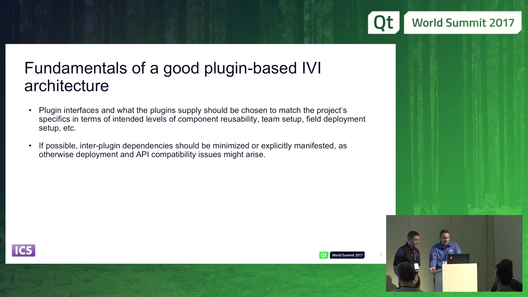And then secondly, inter-plugin dependencies should ideally be avoided, but we know that we don't live in an ideal world, so at the minimum they need to be explicitly manifested, so the actual IVI can try to resolve all our dependencies, and if the worst happens, because some plugin is missing, or maybe there's a version incompatibility, it gracefully fails, and so the deployment team can actually easily triage this and rectify it.